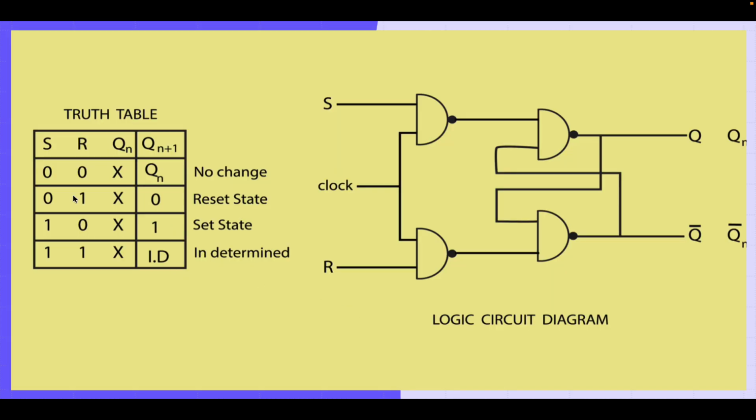This is a truth table. See, when 0 and 0 is there, we will hold the previous state. That means no change. If 0 and 1 is there, you will get the reset state, and if it's 1 0, you will get the set state, and 1 1 is indeterminate. It means it is an invalid state. This is a circuit diagram of the SR flip-flop.